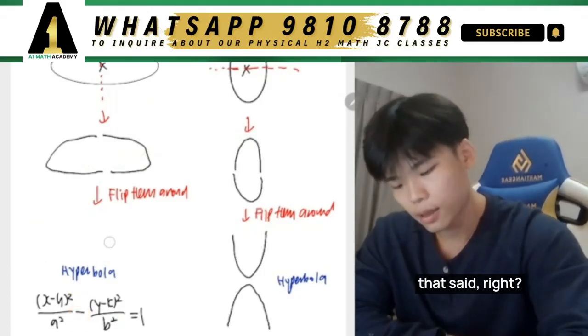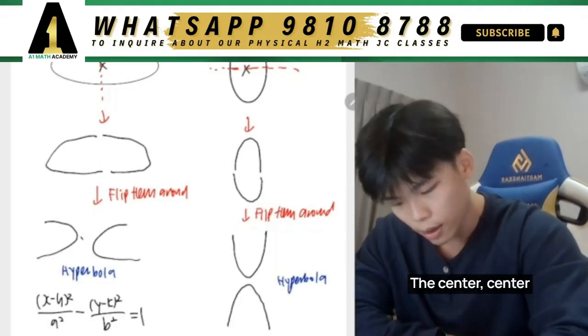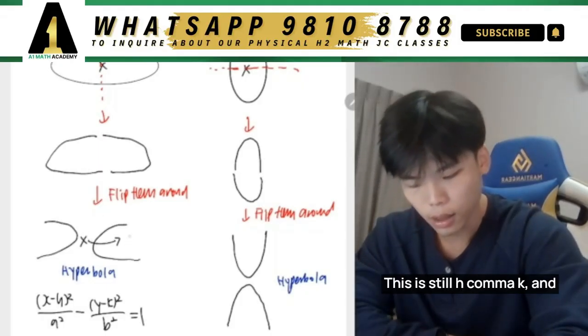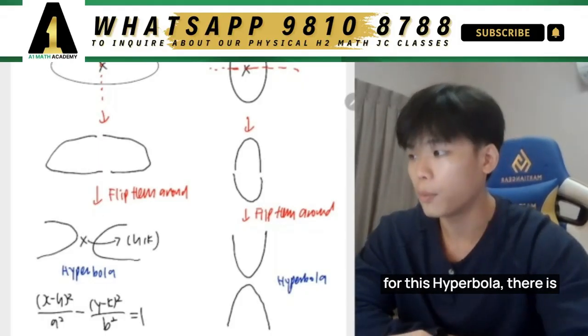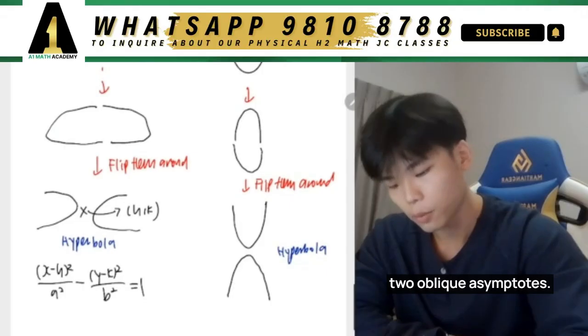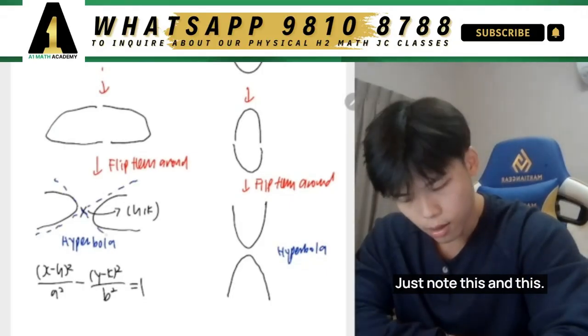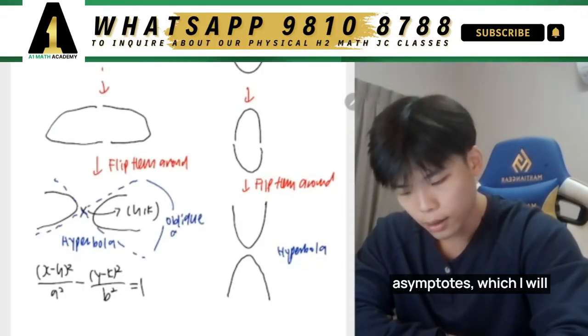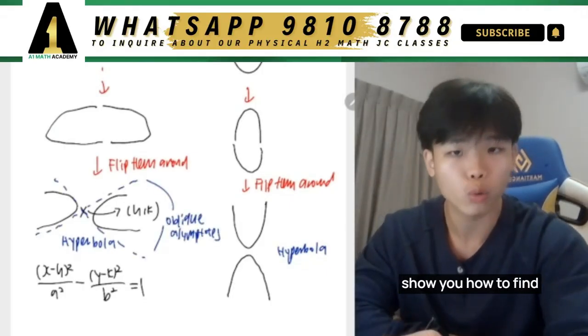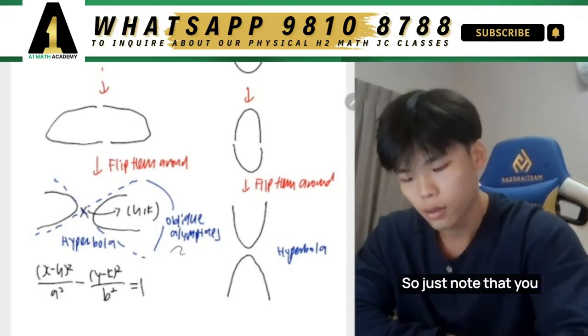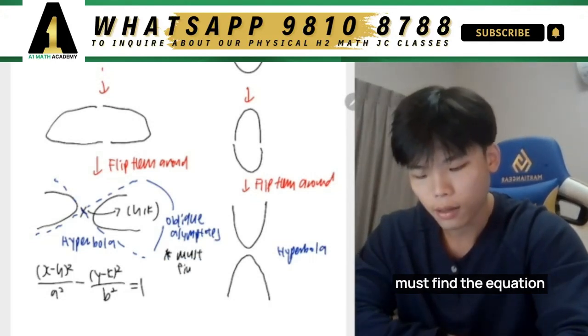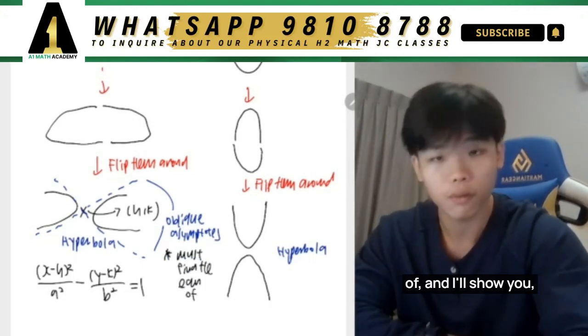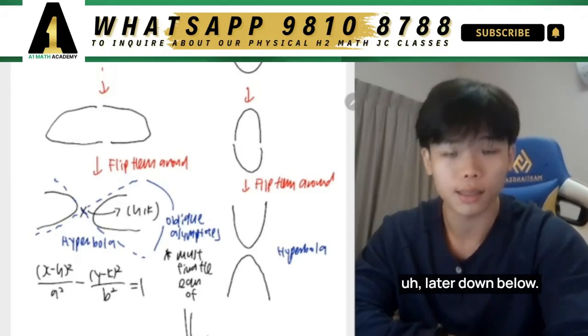But with that said, the center is still here, still h comma k, and for this hyperbola there are two oblique asymptotes. Just note this and this. These two are oblique asymptotes, which I will show you how to find the equation of later on. Just note that you must find the equation of them, and I'll show you later below.